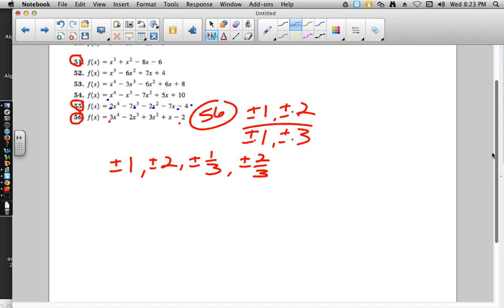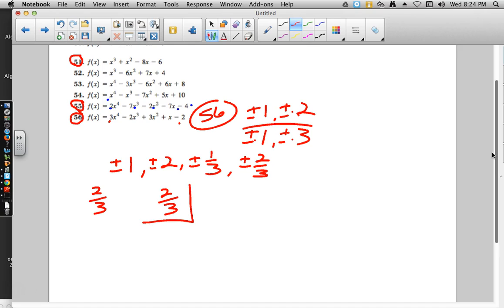Always the top divided by the bottom there. So there's our possibilities, and we go ahead and grab what appears to be rational here. And the rational zero that appears to show up when we graph this is 2/3. So what we need to do is do our synthetic with 2/3 and see what we get.